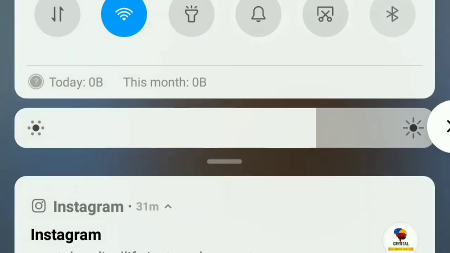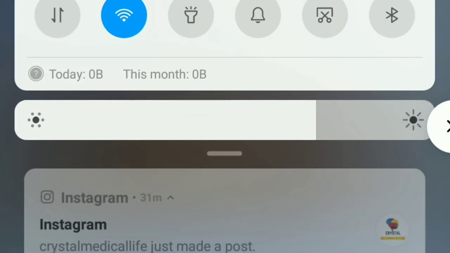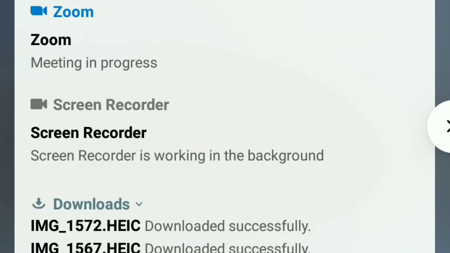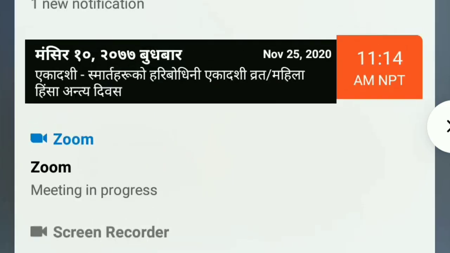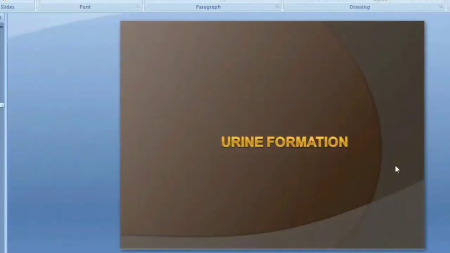After this, we enter into the main topic, urine formation. Somebody is trying to enter, I don't know. Okay, let her try.